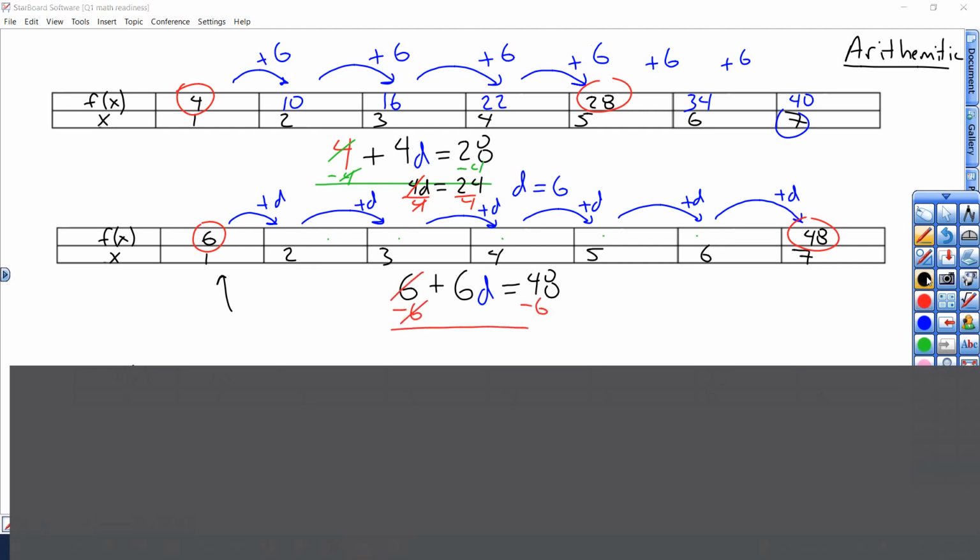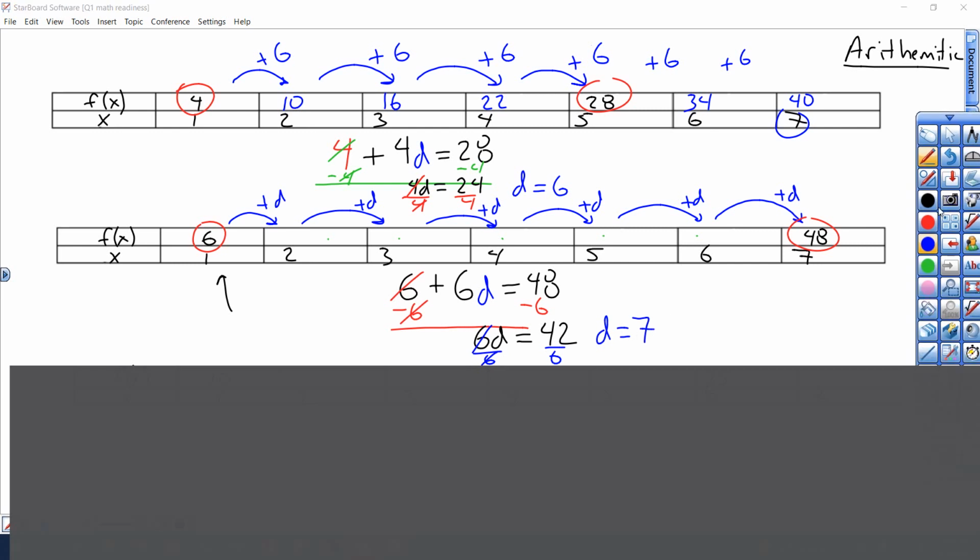Gives me 60. And the second word is beach. Beach. Gives me 42 right there. Divide by 6. And that gives me the common difference number is 7. Use that to fill in the table. Erase those little D's because I know what that D number is now. It's 7 for this one.